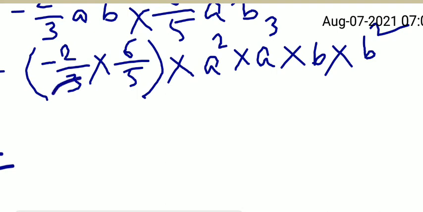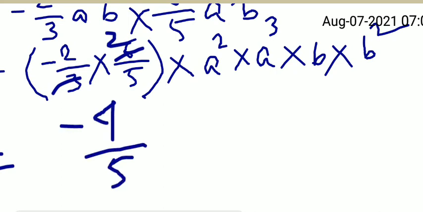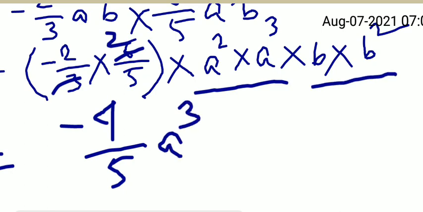Now give an equal sign. Look here, 3 and 6 will be cancelled, so write 2. So 2 and minus 2, it will be minus 4 by 5. And here a square and a cubed, it will be a to the power 5, and b and b square, it will be b cubed. As you know that a square into a cubed means a to the power 2 into a to the power 3, so a to the power 5, and b into b square means b to the power cube.